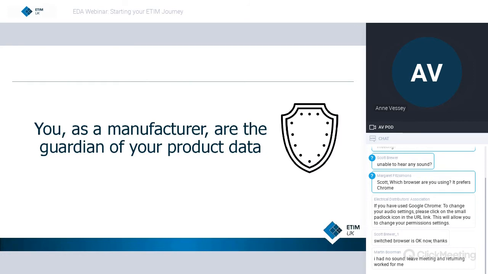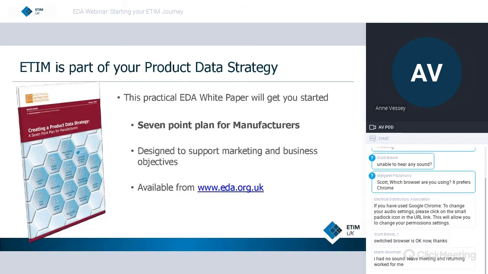You, as the manufacturer, you're the guardian of your product data. And I want to just remind you here, if you haven't already found your way, to two very important documents that the EDA has produced. And the first is a free white paper, very easy to read, but a really important 7-point plan for manufacturers to help you get started in developing your product data strategy. So it is designed to support your marketing business objectives, and you can download it from the EDA website.